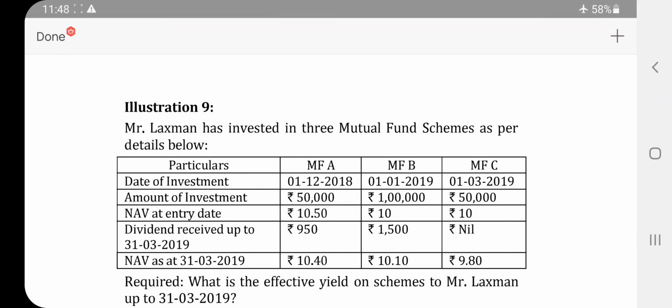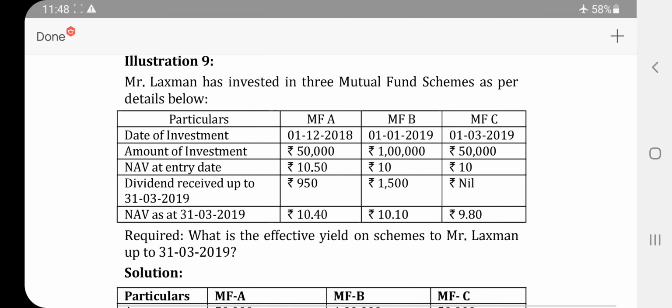The particulars: mutual fund A, mutual fund B, and mutual fund C. The date given at the time of investment is 1st December 2018 for mutual fund A, 1/1/2019 for mutual fund B, and 1/3/2019 for mutual fund C. This is the date of investment. The amount of investment is also given for the different mutual fund schemes, that is rupees 50,000, rupees 1 lakh, rupees 50,000 for mutual fund A, B, and C respectively.